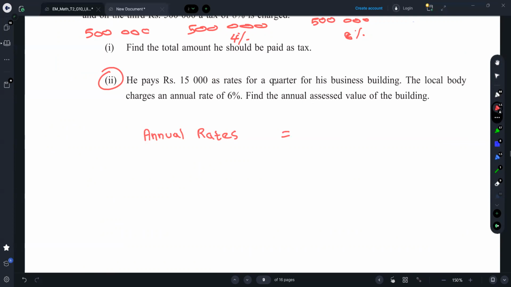Okay. Then 15,000 we should multiply by 4. Then we get the answer 4 times 5, 20, 0, 2 remaining. 4 times 1 is 4 plus 2, 6. 60,000 annual rates. Then annual assessed value.